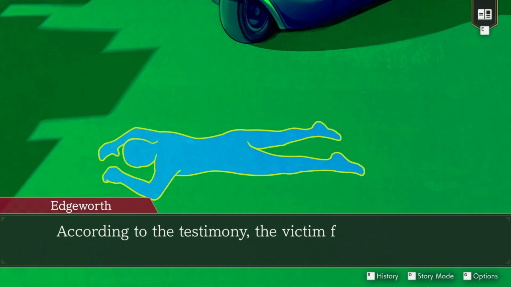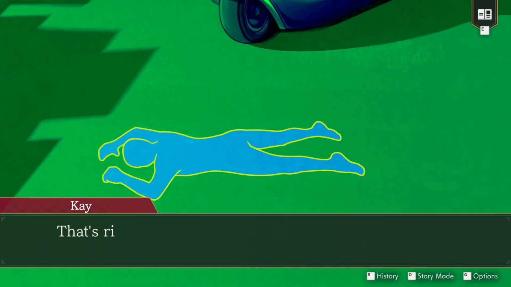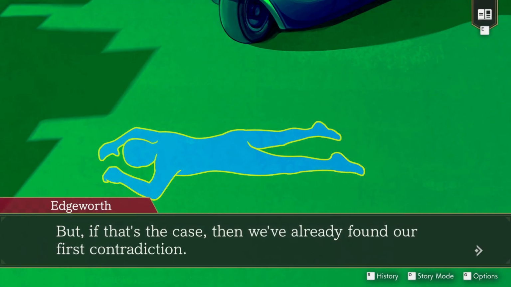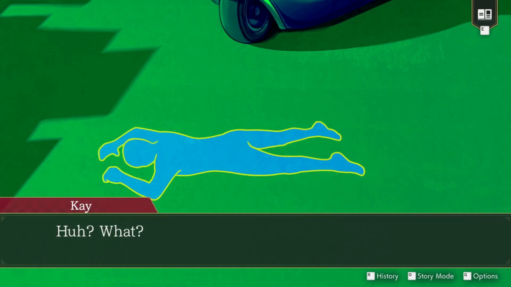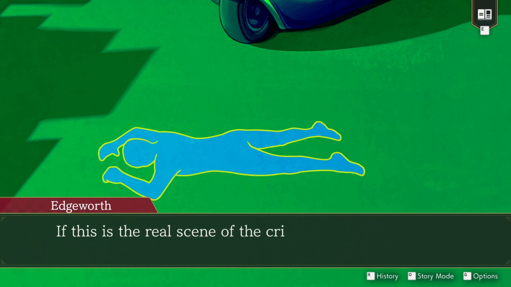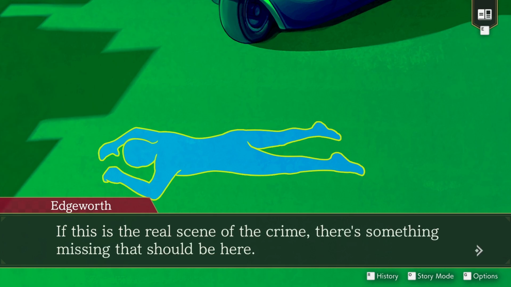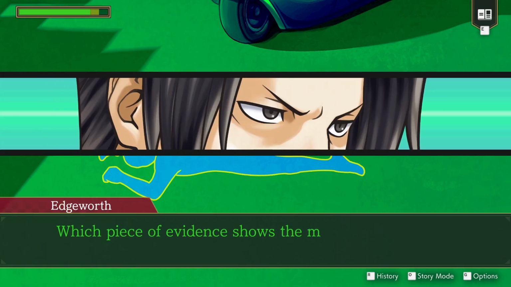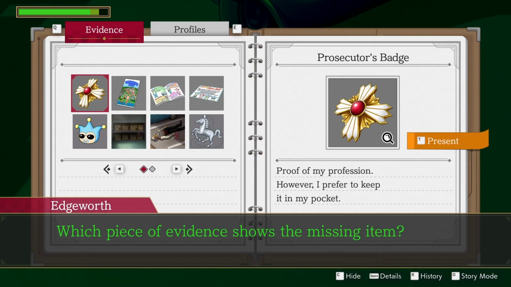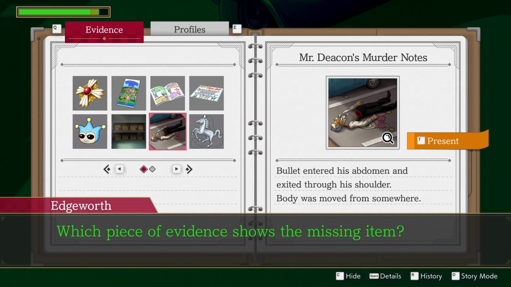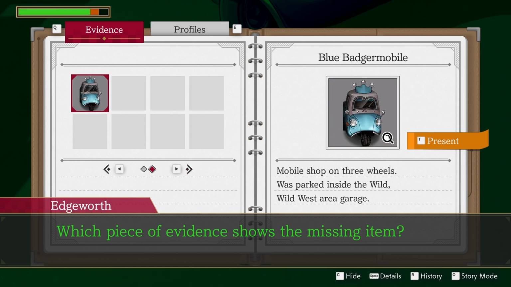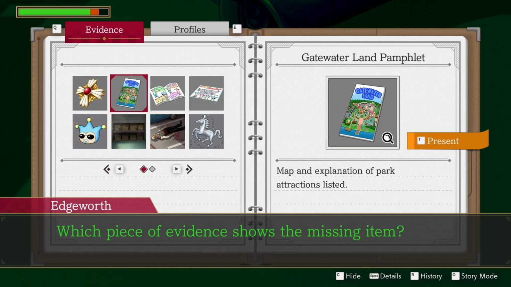According to the testimony, the victim fell to the ground here. That's right, but if that's the case, then we've already found our first contradiction. If this is the real scene of the crime, there's something missing that should be here. What piece of evidence shows the missing item? Blood? I mean, he was shot once, first off. Right! It would either be this or the horse, right? I think it's the body.